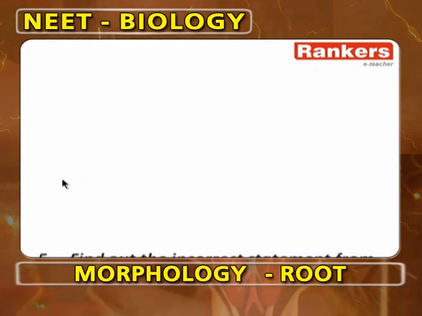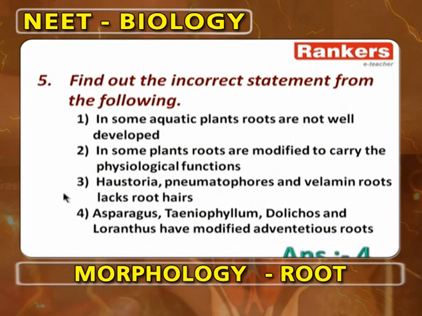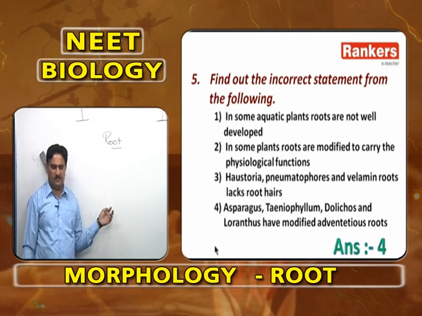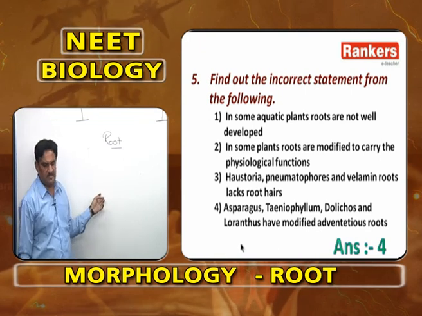Next, find out the incorrect statement from the following. Asparagus, Taeniophyllum, Dolichos and Loranthus have modified adventitious roots. It is a wrong statement.